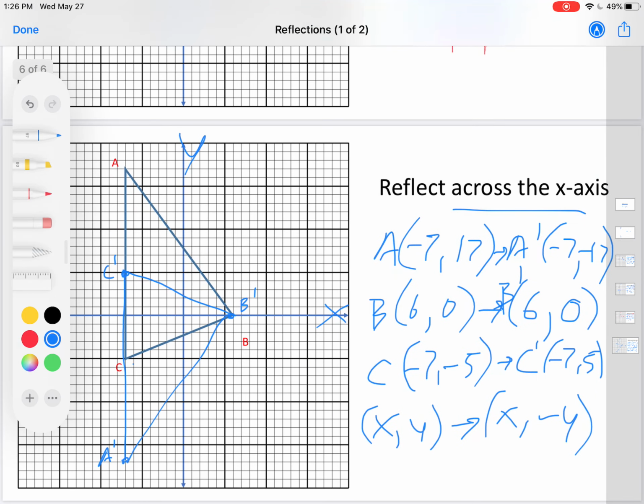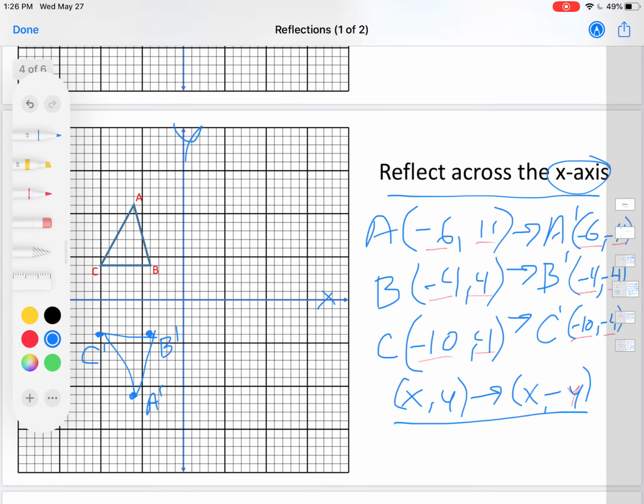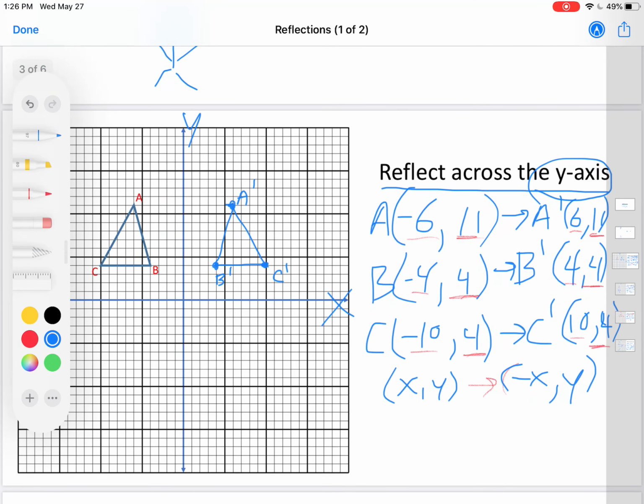That works out great. So remember, the rule for across the x-axis is x stays the same and y switches to the opposite. The rule for across the y-axis is x changes to the opposite and y stays the same. That's it for reflections. I hope it makes sense.